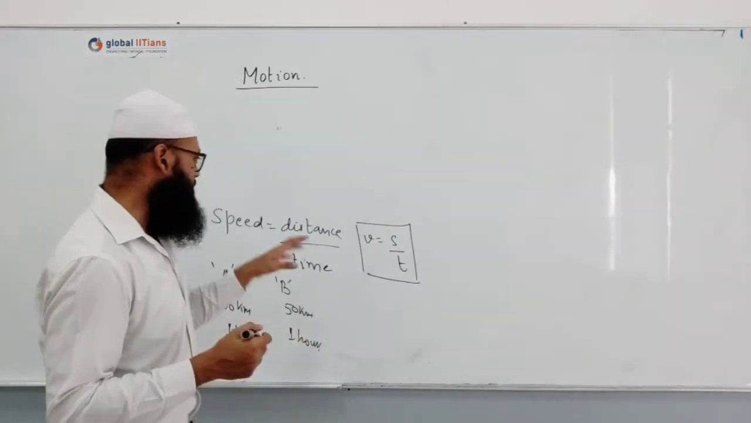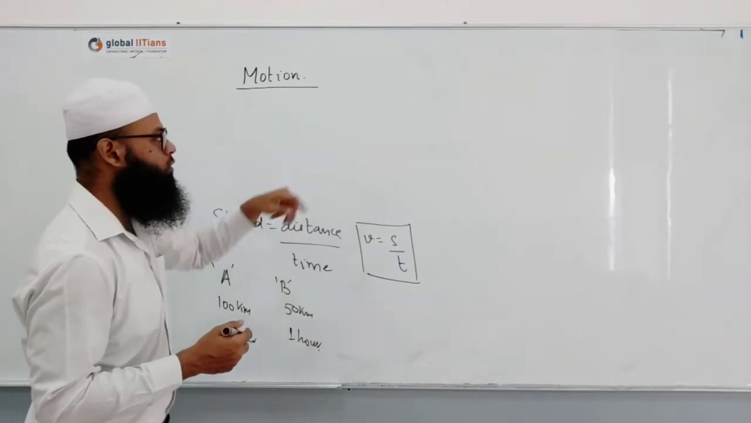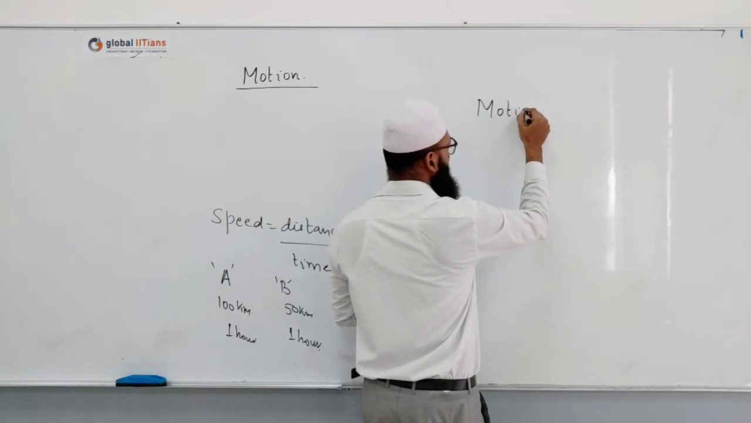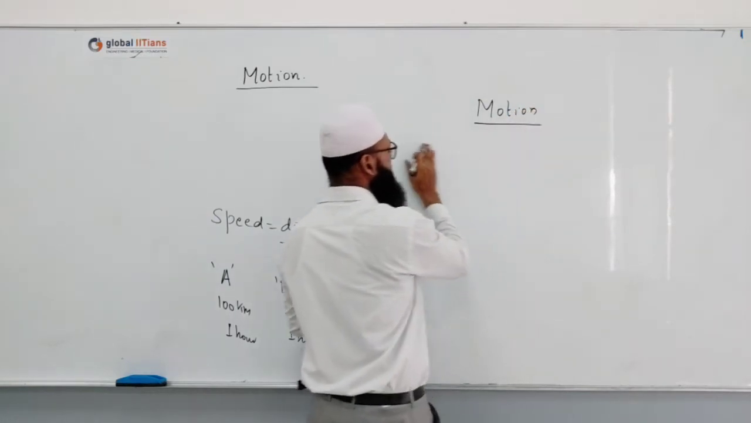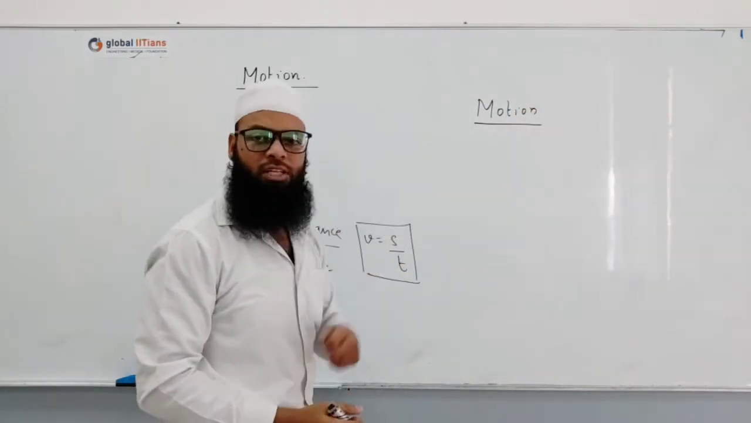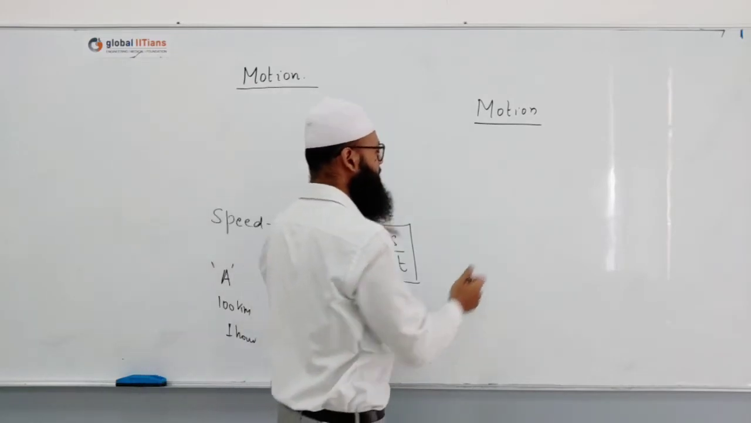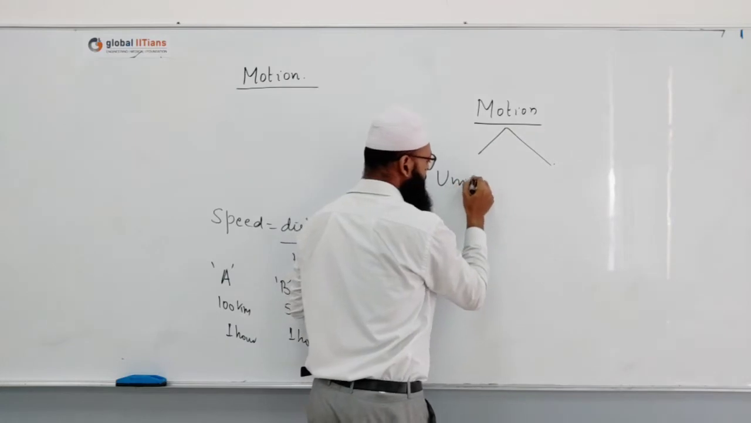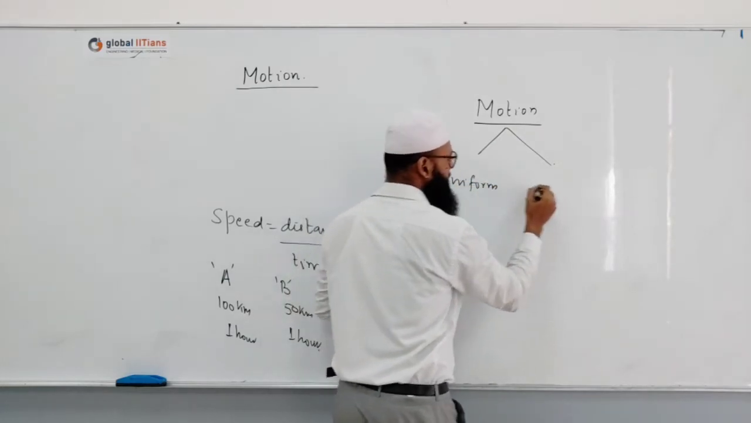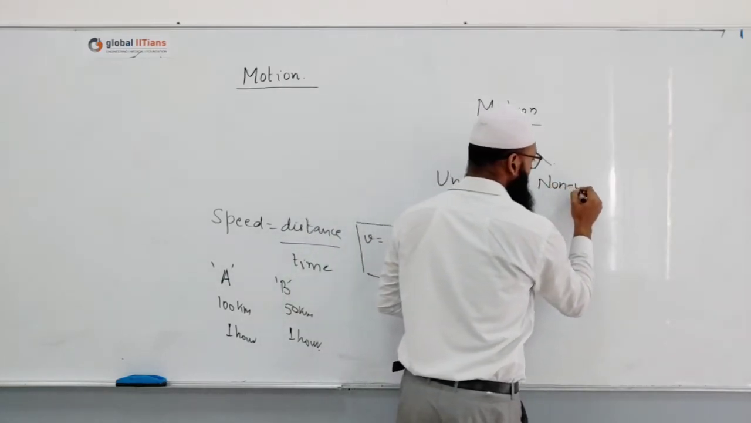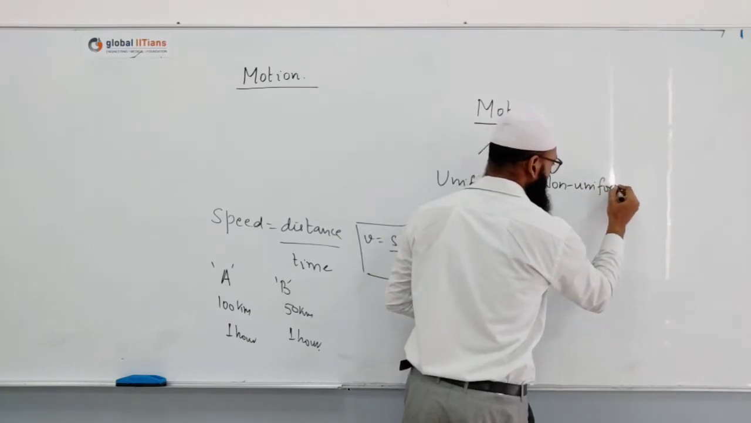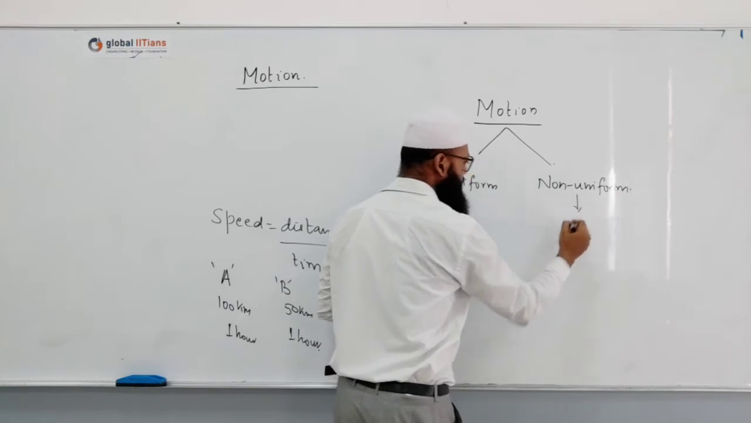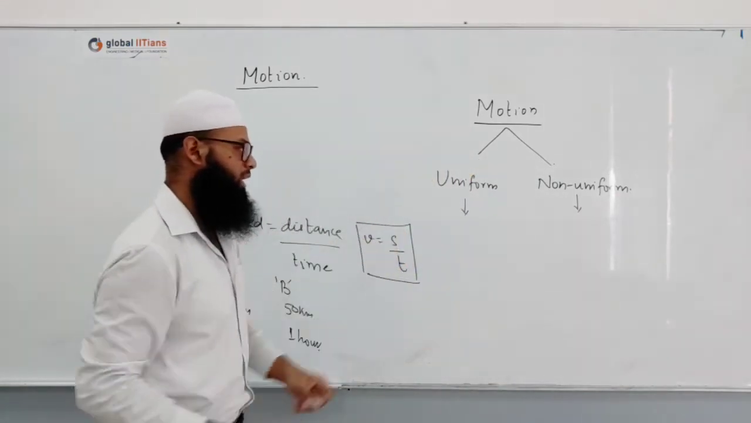Okay guys, so with this basic information we are going to discuss what are the types of motion. So basically motion, as I defined, is the change of position with respect to time. There are two types of motion. One is uniform motion, and the second type is non-uniform motion. So what does uniform motion mean and what does non-uniform motion mean? We are going to analyze it.